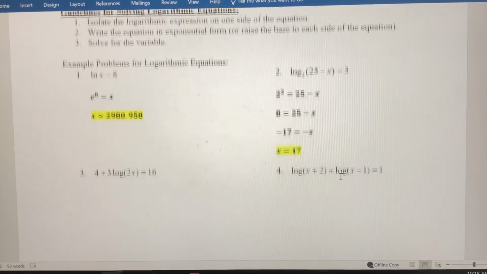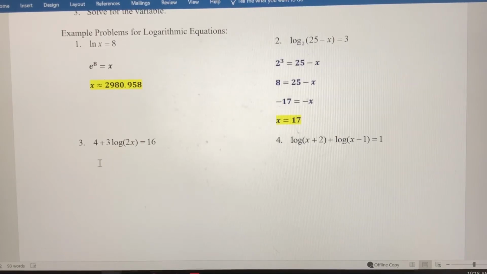Alrighty. Number 3. Okay, first thing we've got to do, we've got to subtract 4 from both sides, okay? So 3 times log 2x, common log, notice the base here is going to be 10, equals 12. So 16 minus 4 is 12, okay? Still don't have the logarithm totally isolated. I've got to divide both sides by 3. So log 2x equals 4.